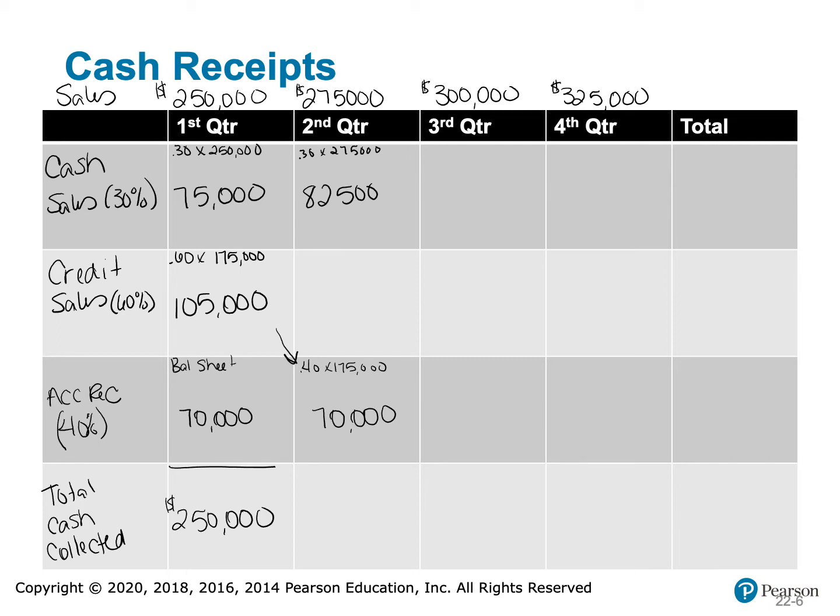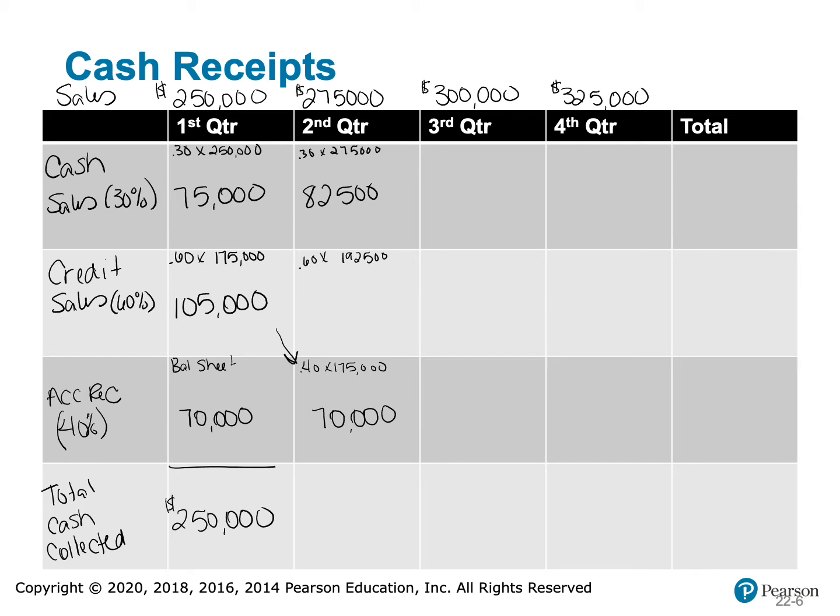So if total sales are $275,000 and cash sales are $82,500, that means my credit sales for quarter two are $192,500. I just subtracted those two numbers. Okay, so I said 275 minus the 82.5 gives me my credit sales of 192,500. Of that 192,500, I expect to collect 60% in quarter two.